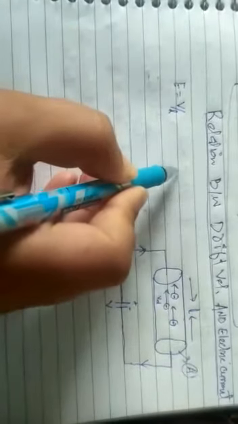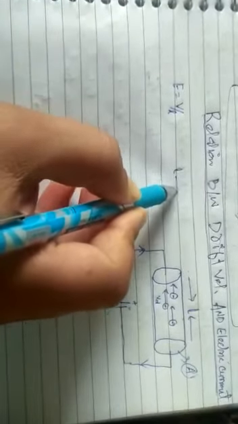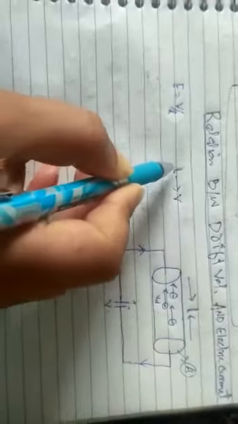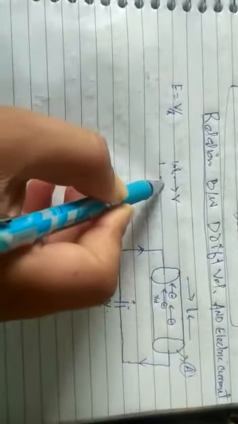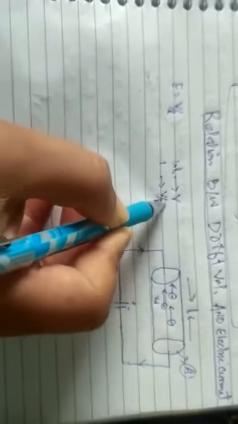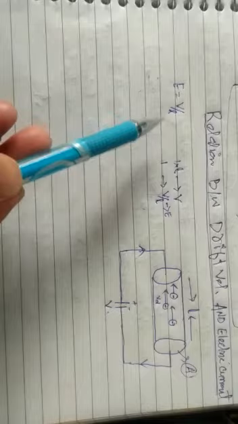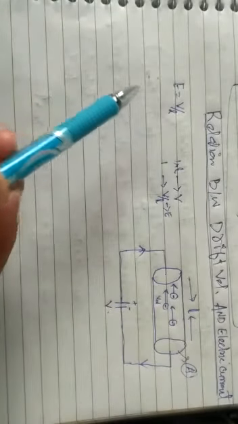On length L, by the unitary method, we have a potential difference of V. On unit length we have a potential difference V over L, and that is called E. So the magnitude of the electric field set across the conductor is E equals V by L.